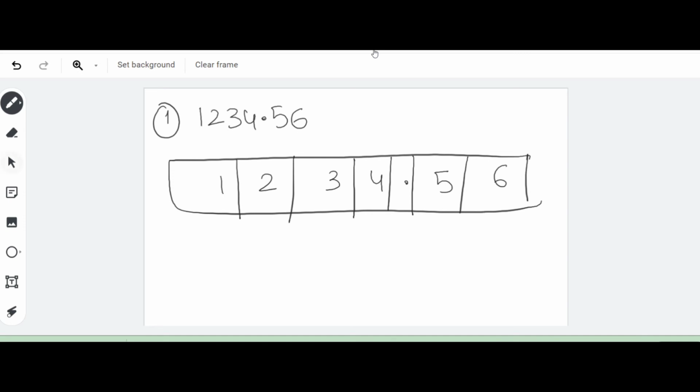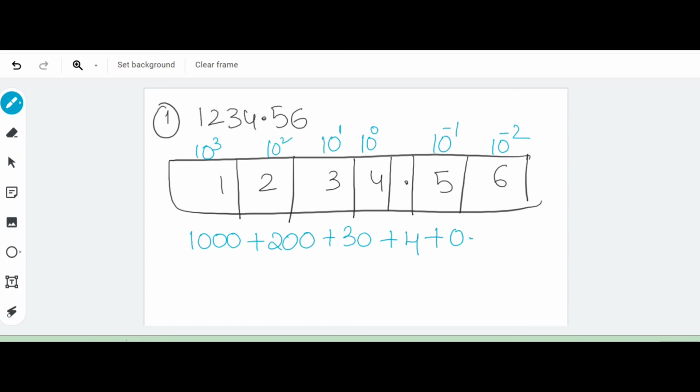Now we have to do this: 10 power 0, 10 power 1, 10 power 2, 10 power 3, 10 power minus 1, 10 power minus 2, right? So now 1 into 10 to the power of 3 is 1000, then 200, 30 and 4, because 10 to the power of 1 is 10 and 10 to the power of 0 is 1, and then 0.5 and 0.06. So this is how you go. So obviously the answer will be 1234.56. Got it? So this is the representation of the decimal number system.